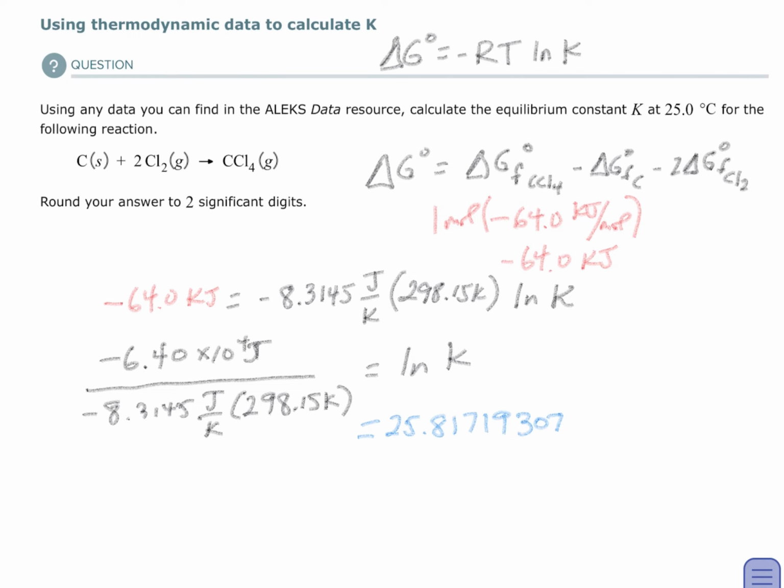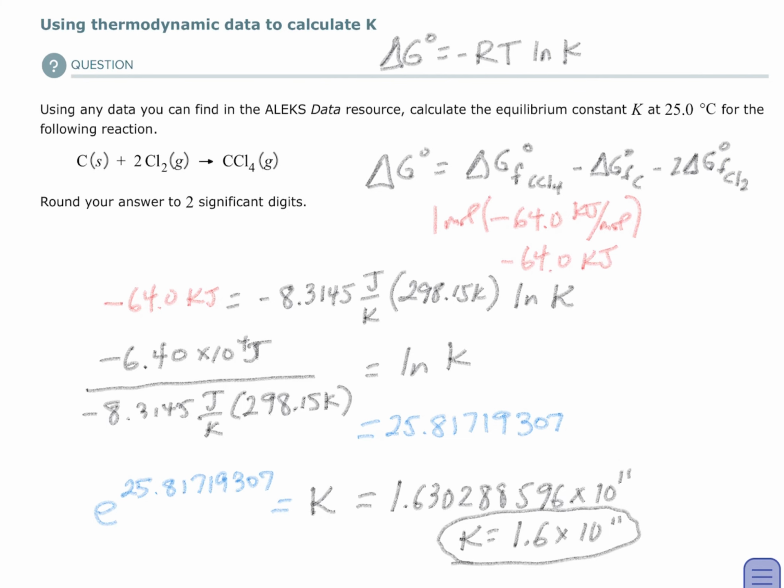I found out what it is. And then if you want to find K, you have to do the unnatural log, which is e to the x. So you're going to take the natural log e on your calculator, and there's an e to the x button, put in 25.87 as your x, and you get the equilibrium constant as 1.63, etc., times 10 to the 11. Then I'll look up, and it wants me to do it in 2 significant digits, so I have 1.6 times 10 to the 11. Very straightforward problem, a problem like you would see on a chapter exam.